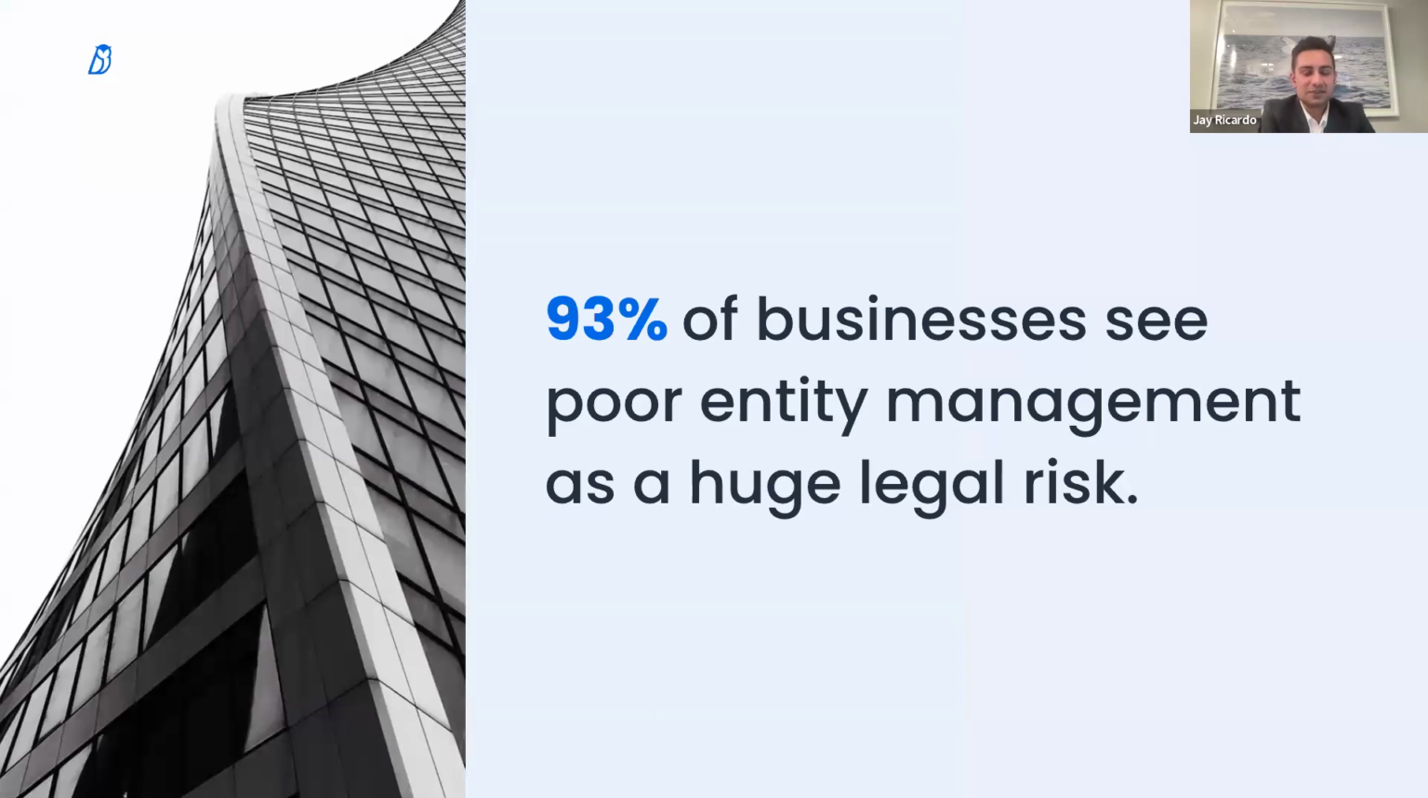There we go. So we also highlighted in the report, 93% of businesses see poor entity management as a massive legal risk. Now, how do you make sure everyone in your organization is staying on the same page, especially when it comes to best practices around poor entity management? I would also love to hear how you are staying on the same page to avoid missing deadlines as well.